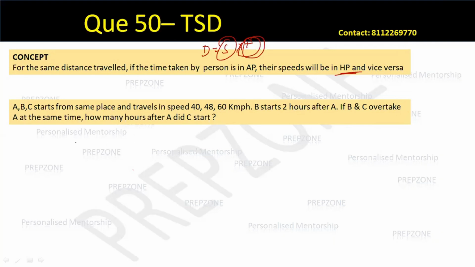So see, यहाँ पे क्या given है? 40, 48 and 60. हमेशा, if you know this concept now, always check. See, speed AP में है क्या? Speed AP में तो नहीं है, because this is 8 and this is 12. So speed is not in AP. Are speed in HP?